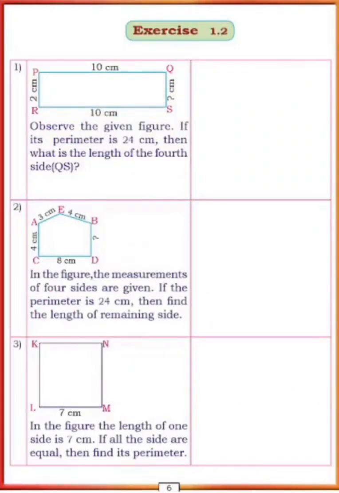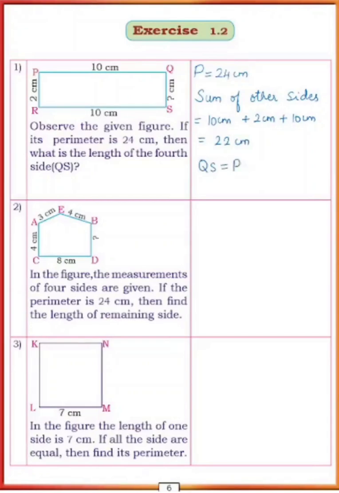Let's solve exercise 1.2. Observe the given figure. If its perimeter is 24 cm, then what is the length of the fourth side? Given perimeter is equal to 24 cm. Sum of other sides: as we can check here, in the given rectangle, the three sides are 10, 2 and 10 centimeters, which will sum up to 22 centimeters. So, if we subtract from the perimeter, we get 24 minus 22, which is 2 centimeters. Therefore, the side QS is equal to 2 centimeters.